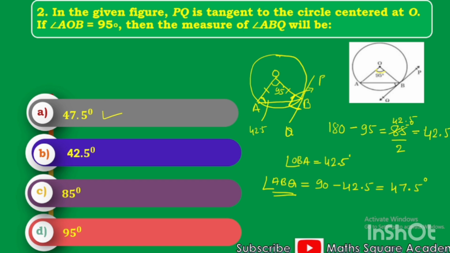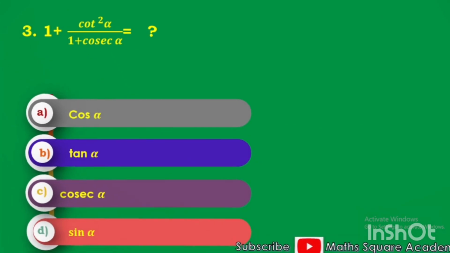Next question is from trigonometry. Here there is no need to fear trigonometry. These are simple concepts. The only thing is you have to learn the trigonometric identities and apply them, right? Here the question is 1 plus cot square alpha divided by 1 plus cosec alpha. This is the question given. We have to simplify it and take whichever answer comes.